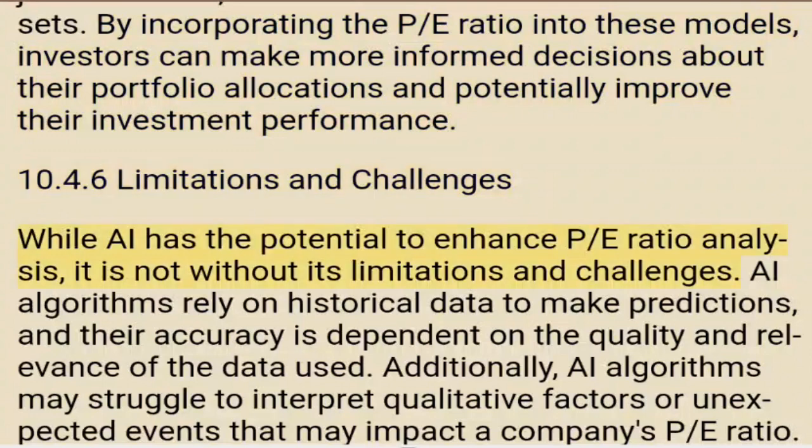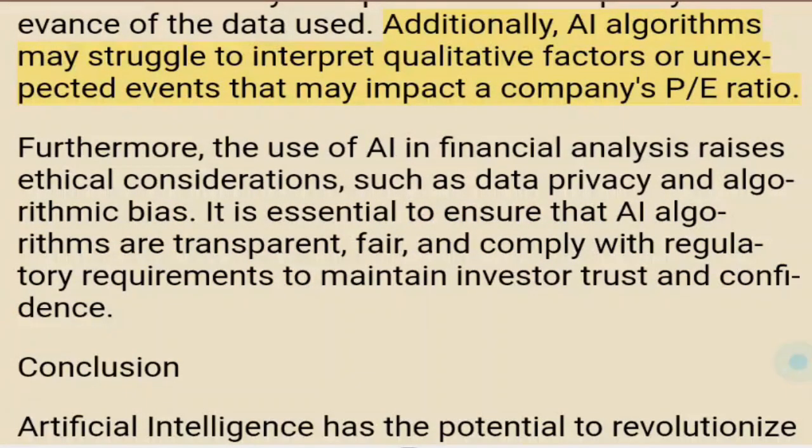10.4.6 Limitations and challenges. While AI has the potential to enhance P/E ratio analysis, it is not without its limitations and challenges. AI algorithms rely on historical data to make predictions, and their accuracy is dependent on the quality and relevance of the data used. Additionally, AI algorithms may struggle to interpret qualitative factors or unexpected events that may impact a company's P/E ratio. Furthermore, the use of AI in financial analysis raises ethical considerations, such as data privacy and algorithmic bias. It is essential to ensure that AI algorithms are transparent, fair, and comply with regulatory requirements to maintain investor trust and confidence.